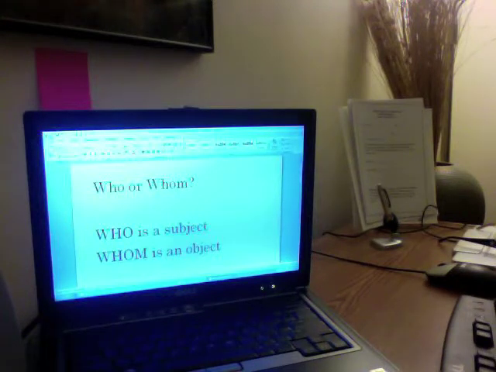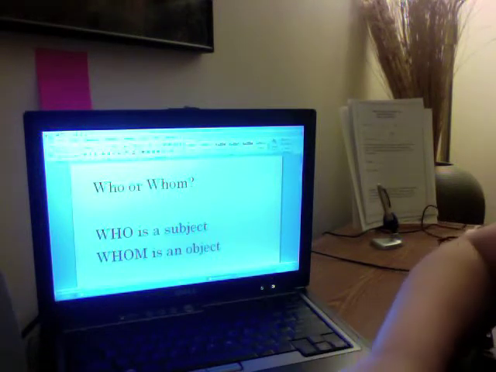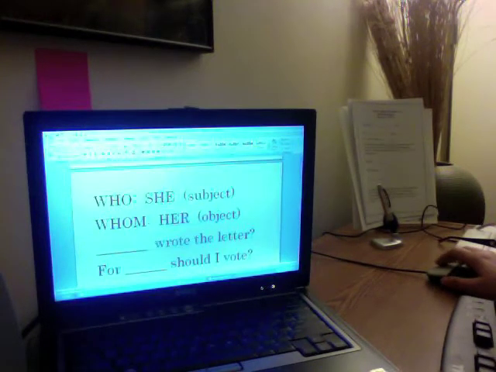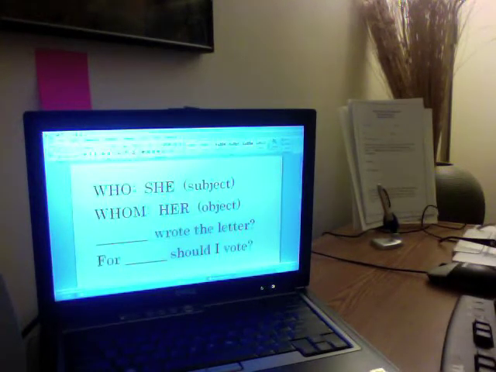So how does this work? Whenever you put who or whom in a sentence, you're really using a pronoun. And just like you would use any other pronoun such as I or me or he or him or they or them, it's going to take the place in the sentence that is appropriate, whether it's the subject or the object. So let's look at an example here. Think of who as she and think of whom as her, right? She is the subject and her is the object.